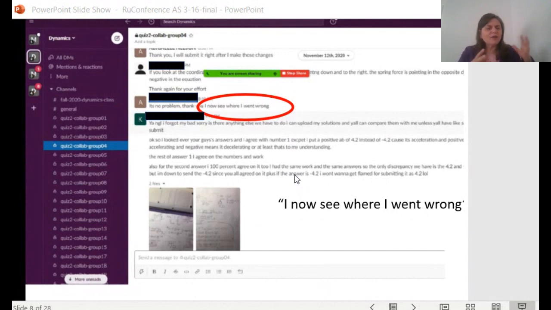As you can see from the slide, they are talking, sharing ideas and saying, oh, I was not understanding that, or now I understand what I went wrong. Another student responds how to solve a specific problem, and they are sharing ideas and they are learning. And so that is the way I do online.